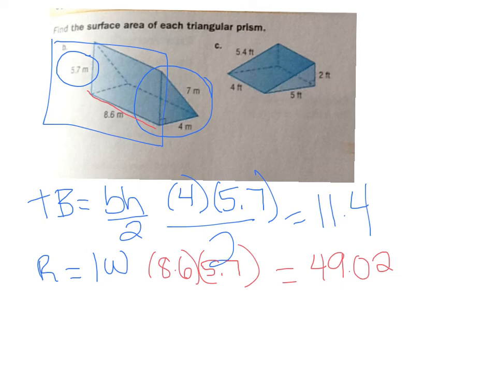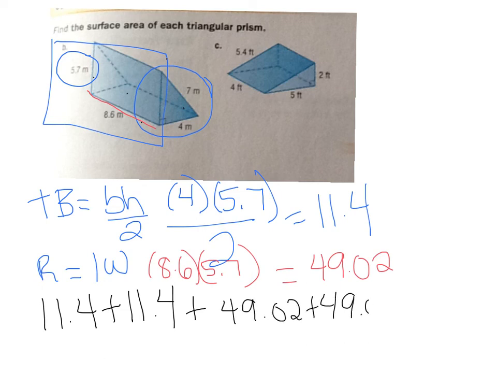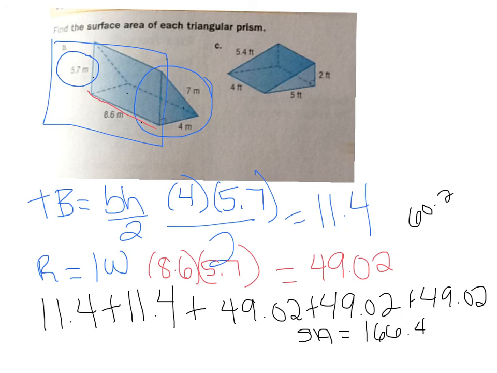Remember then, I have to add those together. So I have 11.4 plus 11.4, and there are 2 triangles, so that's why I know there's 2. And then there are 3 rectangles, so I take 49.02 plus 49.02 plus 49.02. My surface area should be, I would get 166.42 meters squared.